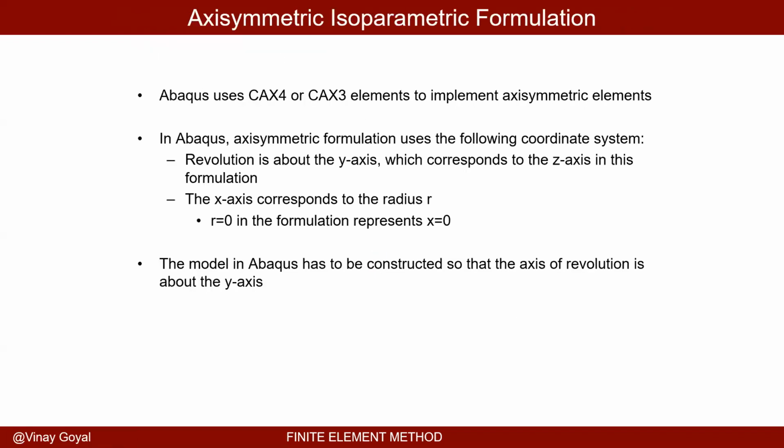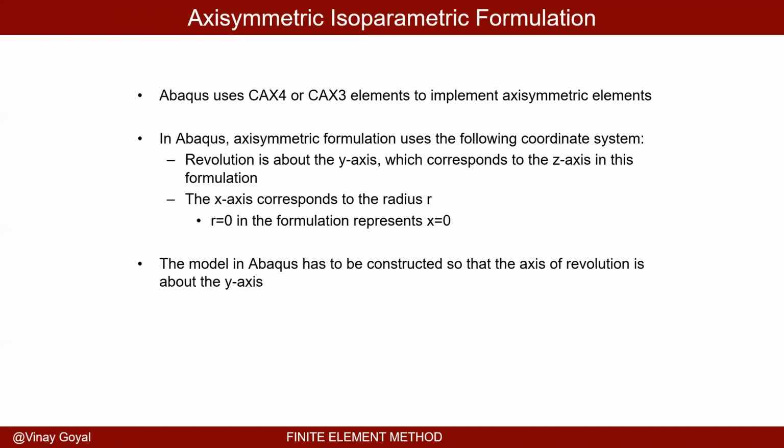For the axisymmetric isoparametric formulation, Abaqus uses the CAX4 element, which is quadrilateral, where C means axisymmetric, and CAX3 elements to implement the axisymmetric elements. In Abaqus, the axisymmetric formulation uses the following coordinate system. The axis of revolution is about y, which corresponds to the z axis in the formulation I just discussed. So that's the way we did it, and that's the way they did it. So it's just different. The x-axis corresponds to the radius r.